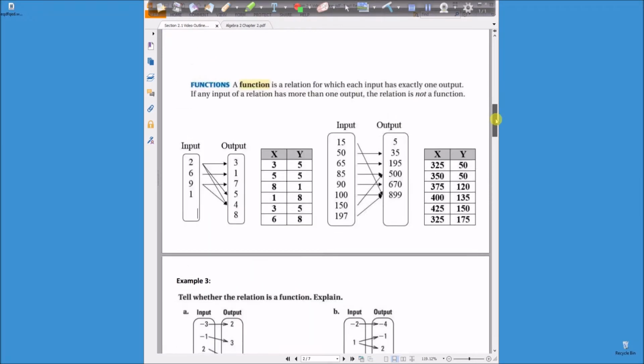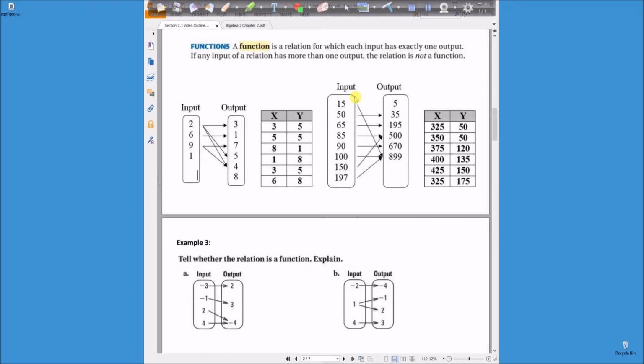Let's keep going. So some other vocab here, a function. This is just the definition of a function. I'm sure you already know this, but it's something we have to go over again. A function is a relation for which each input has exactly one output. So if I put in a number, I have to get the same output every time for that number. If any input of a relation has more than one output, the relation is not a function.